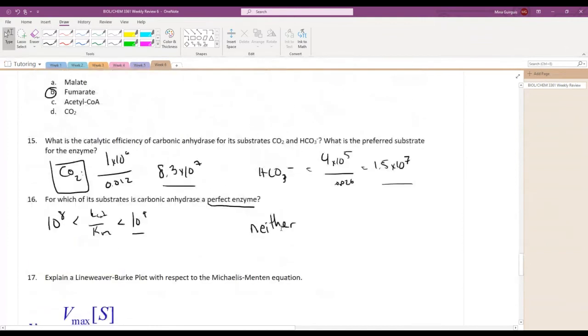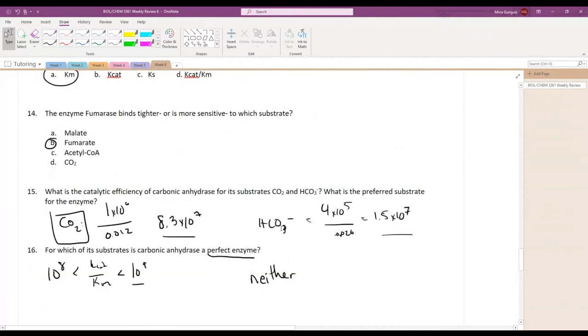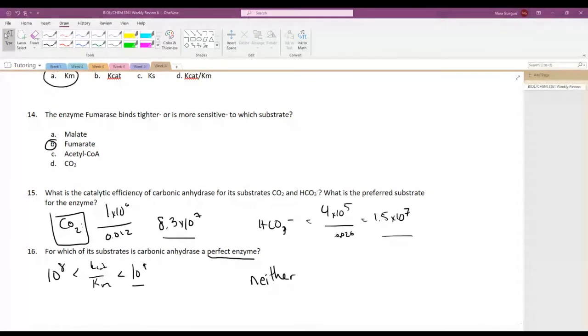Okay, so that's pretty much it for the basic kinetic stuff. Okay, next we're going to get into my personal favorite section, and that's enzyme inhibitors. Okay, do you guys have any questions at all before we start that? Anything? Can you explain again about perfect enzymes, about efficiency? Can you clarify why the preferred substrate?